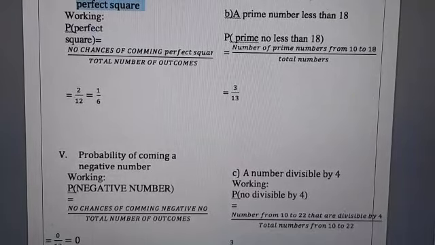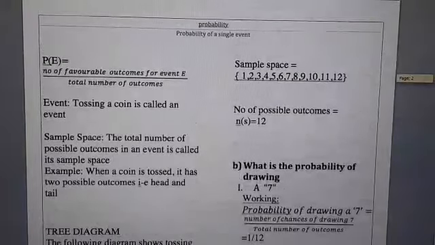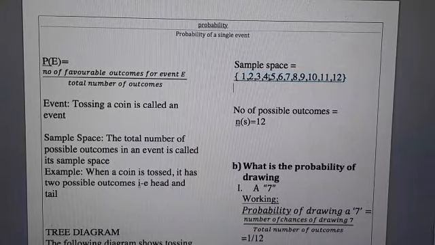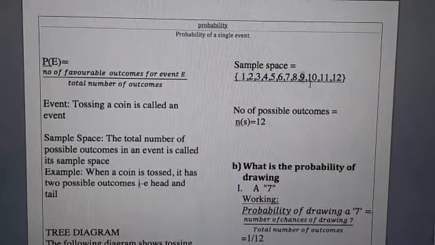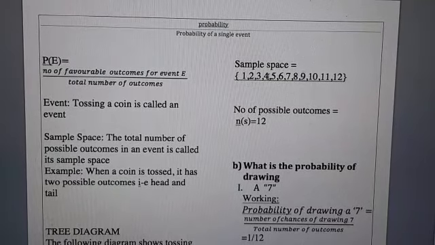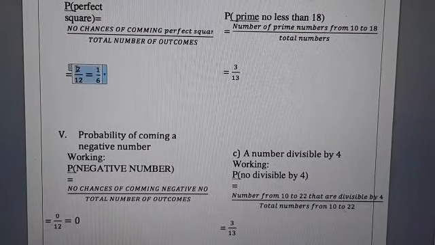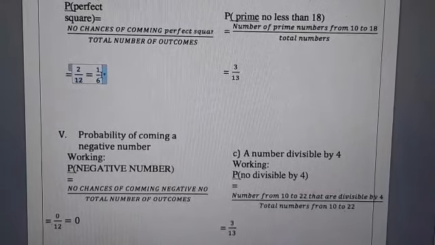Next one is the probability of a perfect square coming. If you have to find the probability of a perfect square, go to the sample space and look for the perfect squares in it. We have 4, which is a perfect square, and 9, which is a perfect square. 9 is the square of 3 and 4 is the square of 2. So we have 2 numbers which are perfect squares in the sample space. So the probability of a square number will be 2 divided by 12, the total outcomes. So 1 over 6 will be the answer.